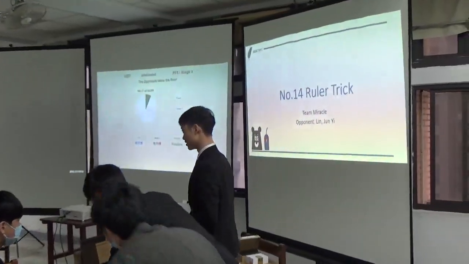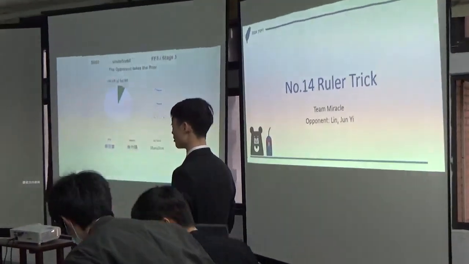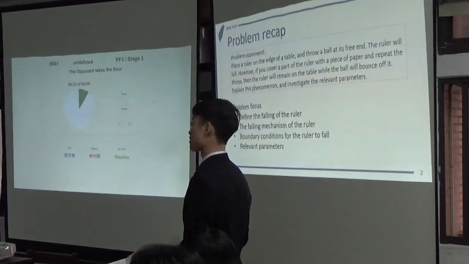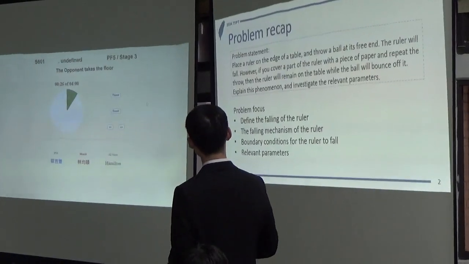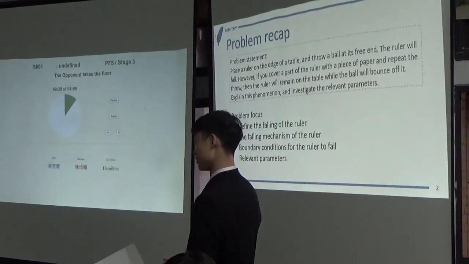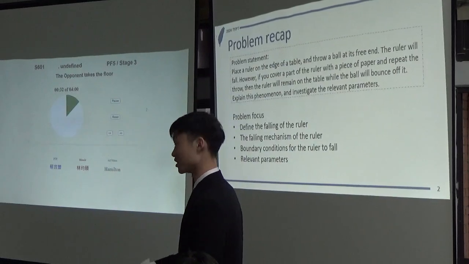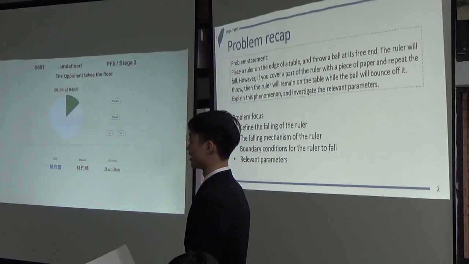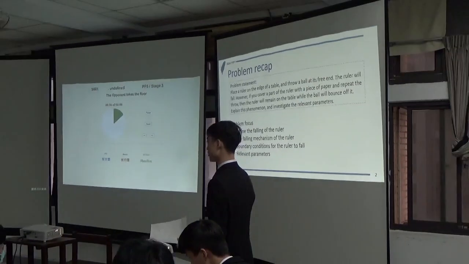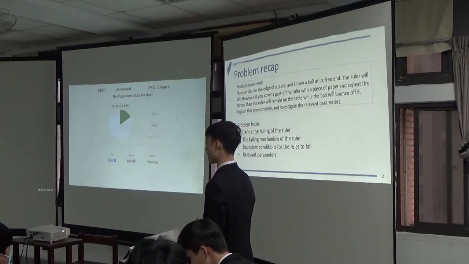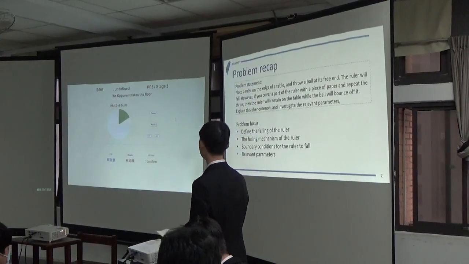So this is the opponent from Team Miracle, and we're opposing the problem Ruler Trick. As a brief recap, the problem states that you place a ruler on the edge of a table and cover it with a paper. Then apply torque using a ball on the outer side of the table. Then the ruler won't fall. And we need to investigate and explain this phenomenon.